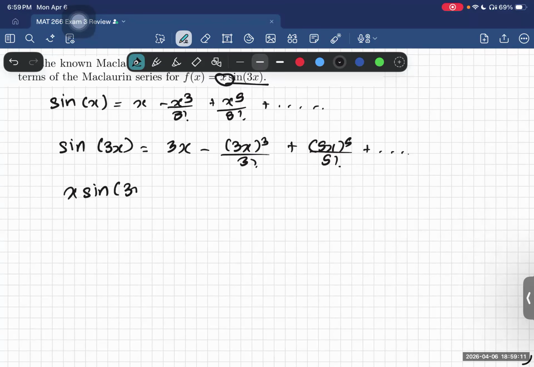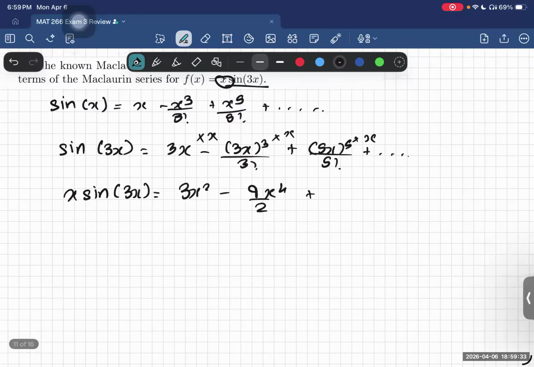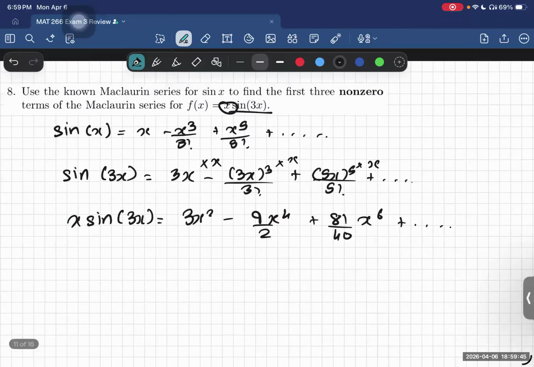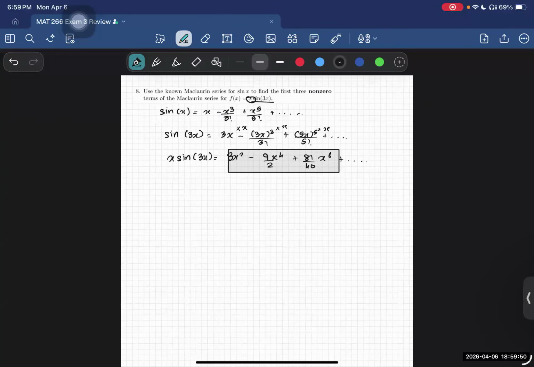X sine 3x. So what we'll do is just multiply x to each and every term. So I will have 3x squared minus 9 x raised to 4 by 2. I'm just multiplying x to each and every term like this. Nothing else. Plus, this will give us, let's calculate, 81 over 40 x raised to 6 and so on. Okay. And these are your first 3 non-zero terms. And that's your answer for this question. All right. Moving on.